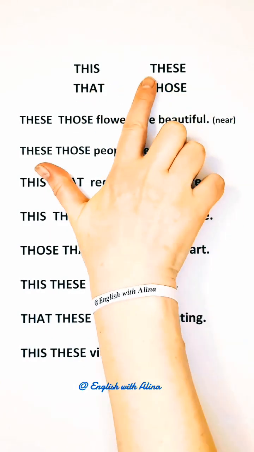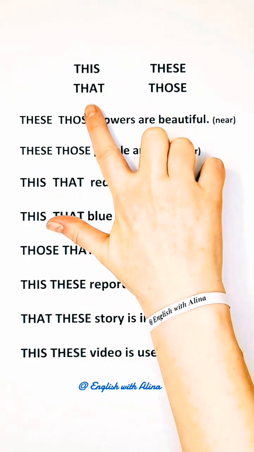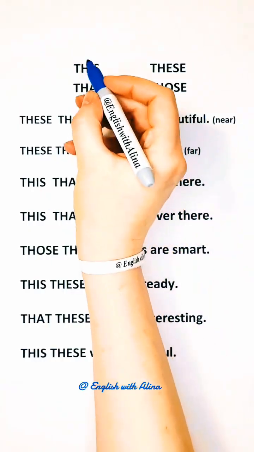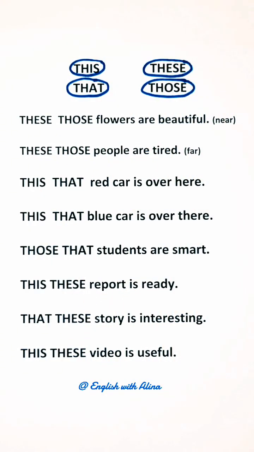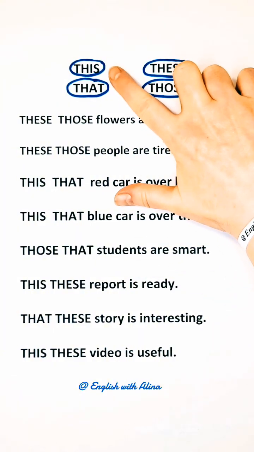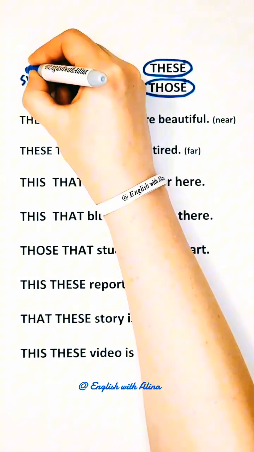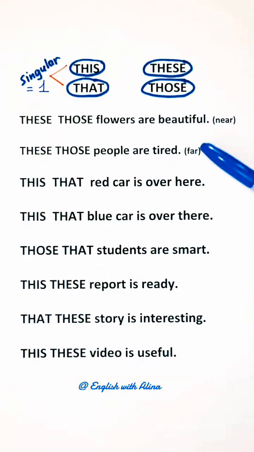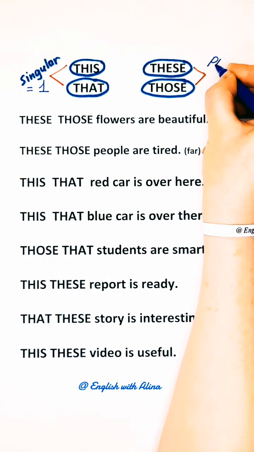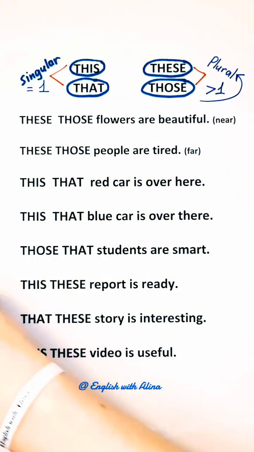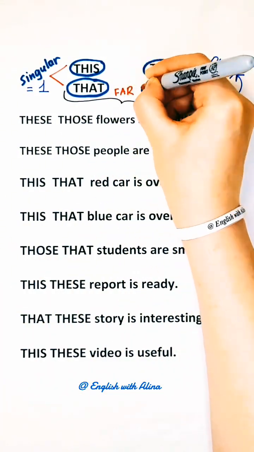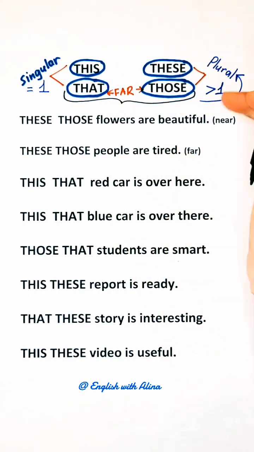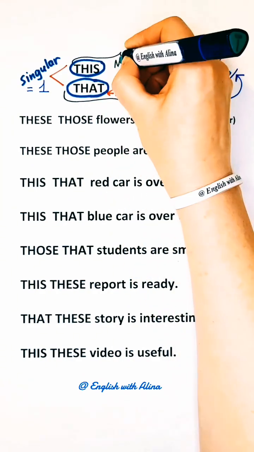This, these, that, those. What's the difference? Use this and that for singular. Singular equals one. Use these and those for plural. Plural is more than one. Use that and those when something is far. This and these when something is near.